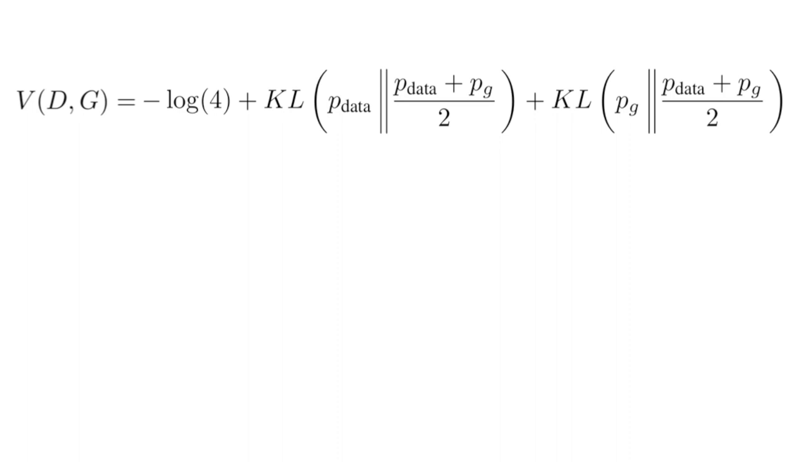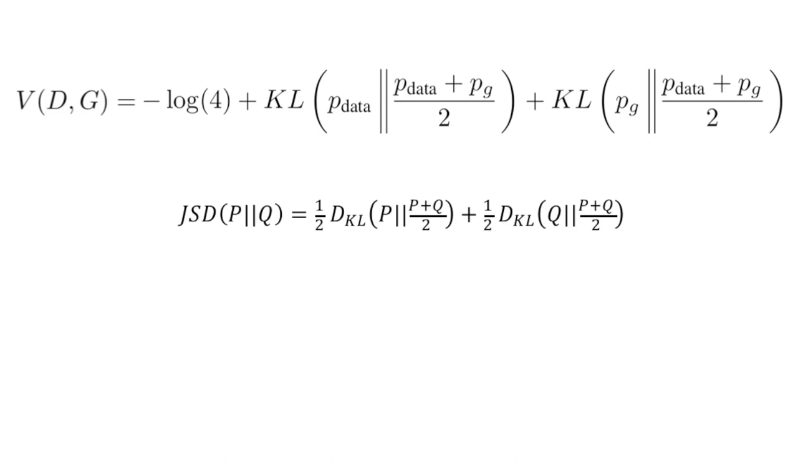All right, one last definition. The Jensen-Shannon divergence is defined as follows. This is very similar to KL divergence, except that it's symmetric. This means the Jensen-Shannon divergence from P to Q is the same as from Q to P. This is not true in general of KL divergence. At a high level, think of JS divergence as a distance measure between two probability distributions.